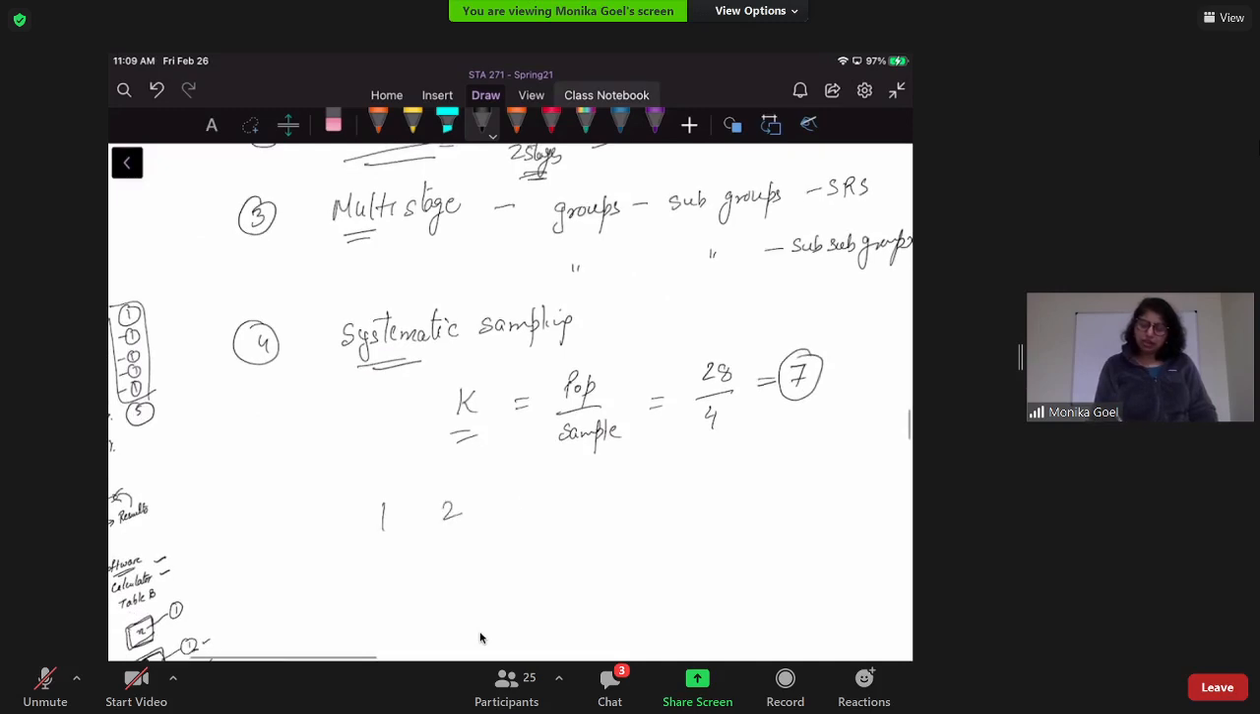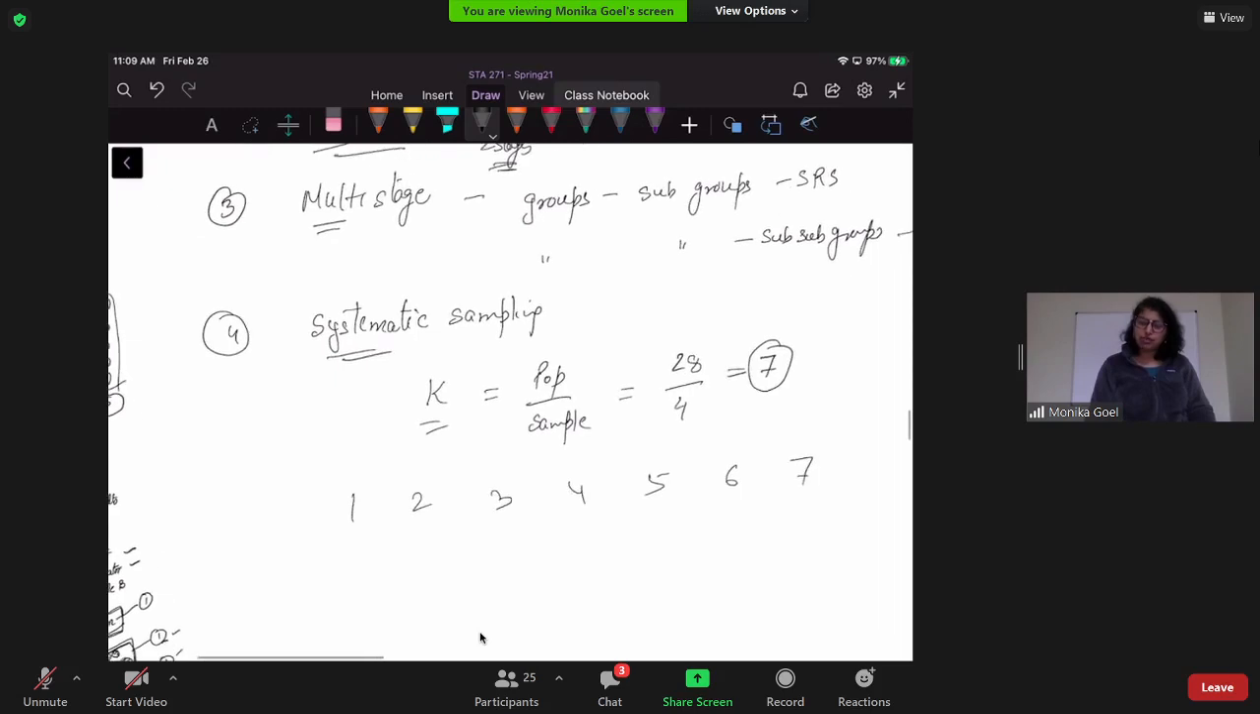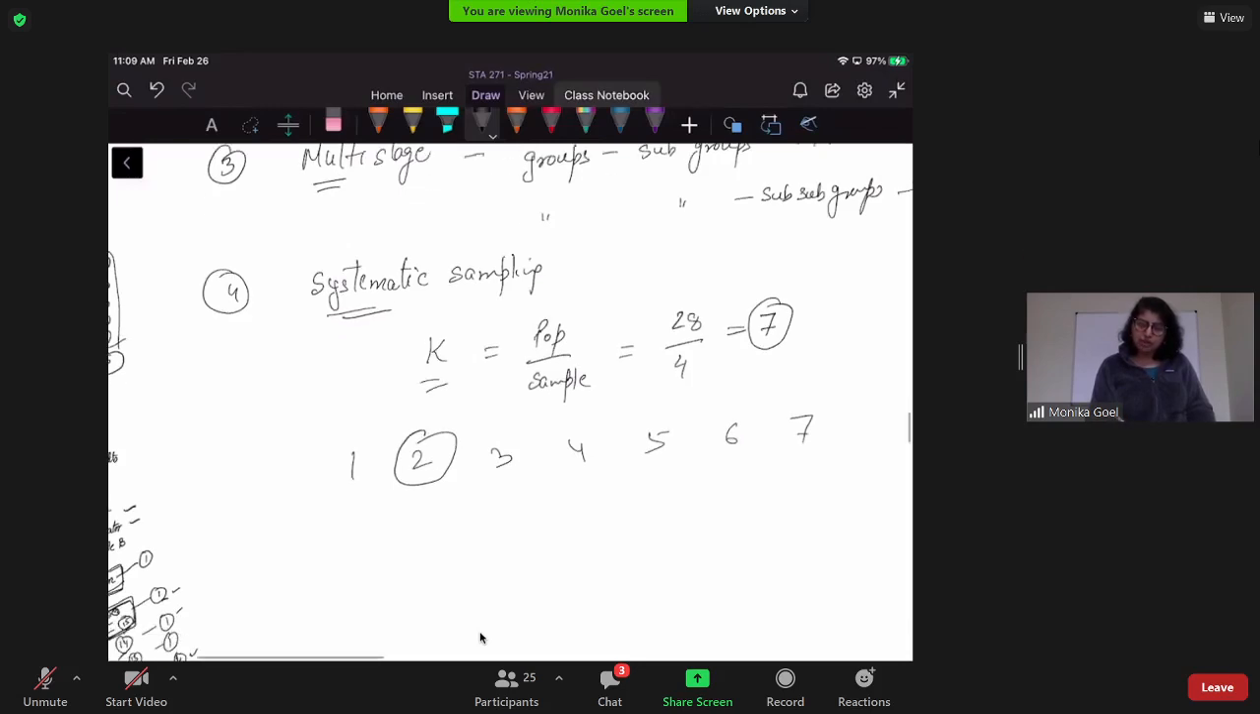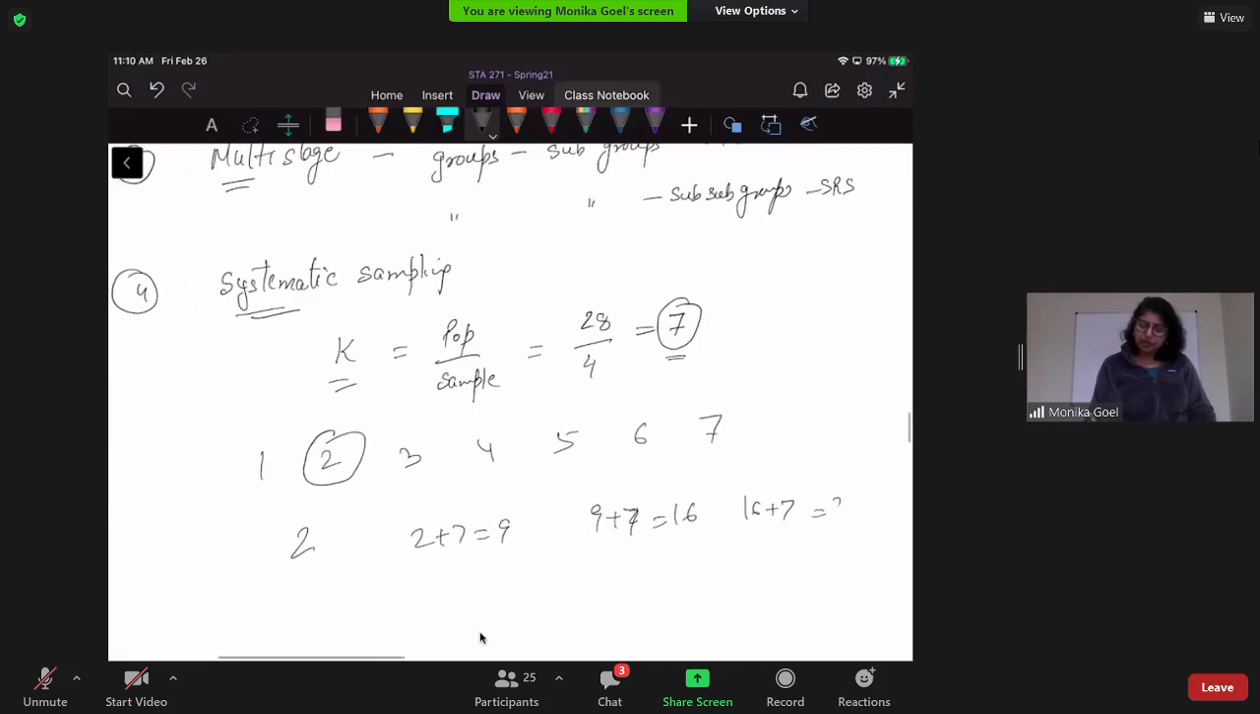Then I laid out these 7 observations or 7 subjects, and then use my simple random sampling, either using the calculator, table, Excel, or put them in the box and pick one number. And let's say it's this. So that will be my first sample, and every 7th after that will be my next sample. And then these are your respective labels for the samples.